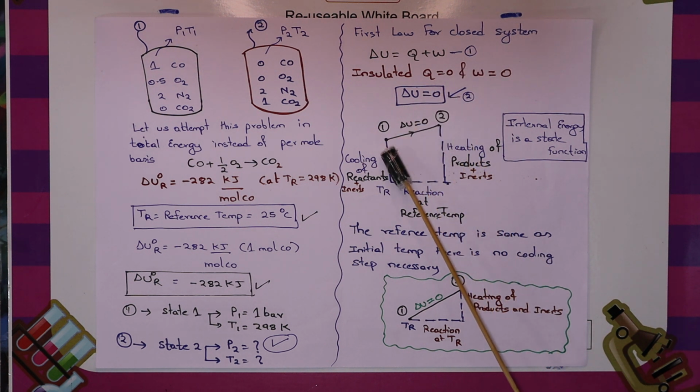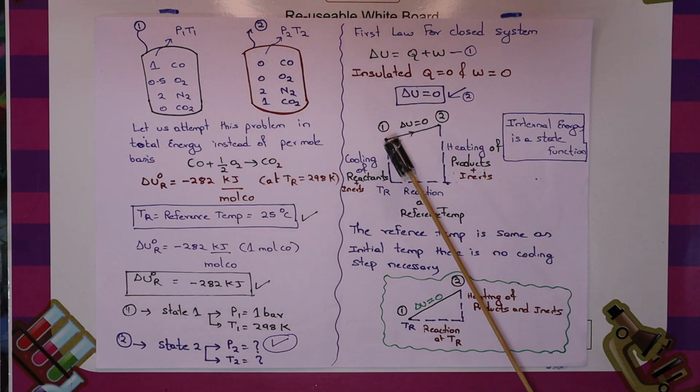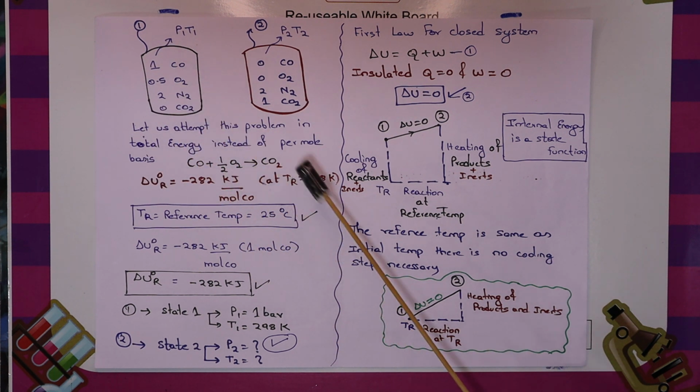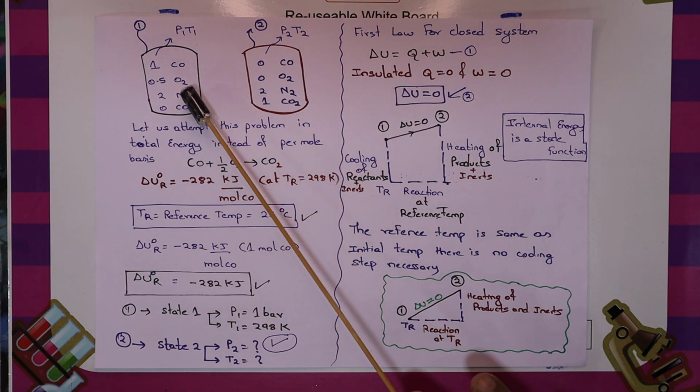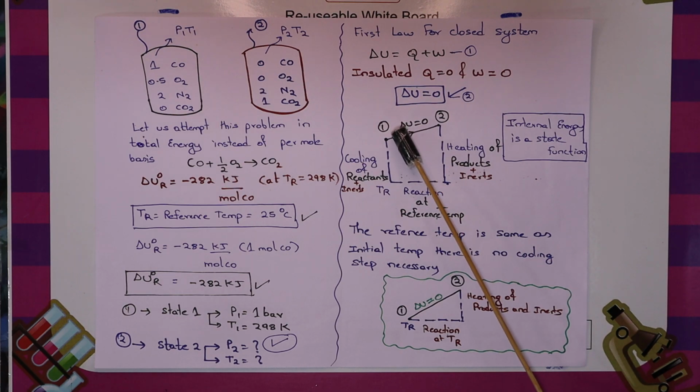That is how, in general, you have to follow the procedure. Because you are taking the system from state 1 to state 2, it follows delta U equal to 0. The change in internal energy is equal to 0. So you have to estimate the state 2 temperature and pressure for a given state 1 temperature and pressure. If the reference temperature is not the same as the initial temperature, you have to follow this particular procedure. Here the reference temperature is given as 298 and the initial temperature is the same.